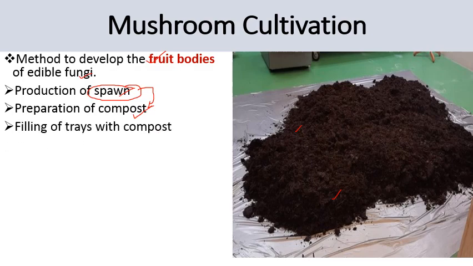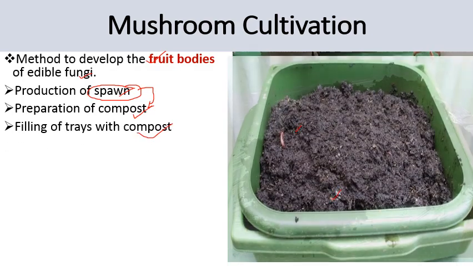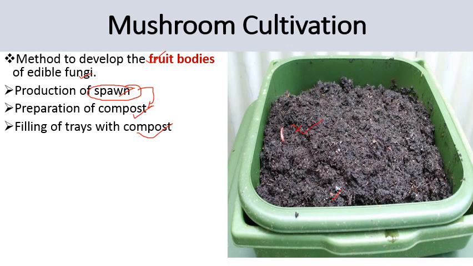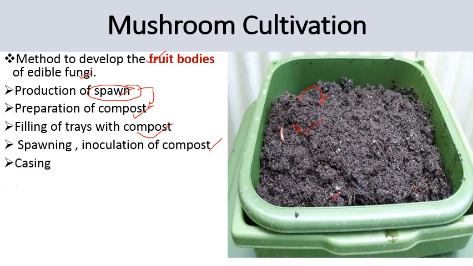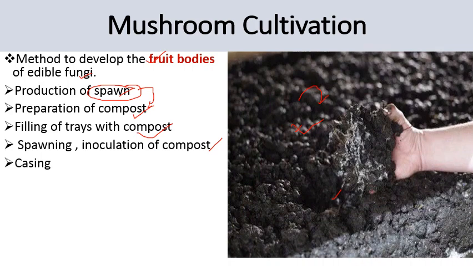Next comes filling of trays with compost. The trays are filled with this compost. Then next comes spawning. In this, the spawns are sown, that is inoculation of compost. Then finally comes casing. In casing, we put proper manure over the spawn.